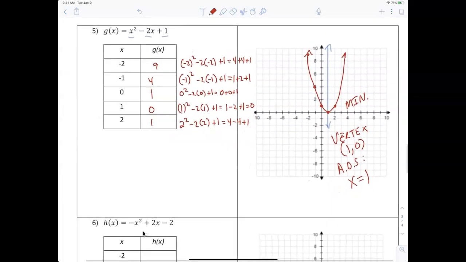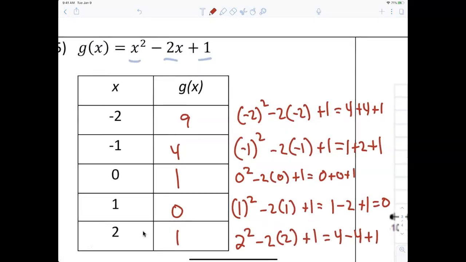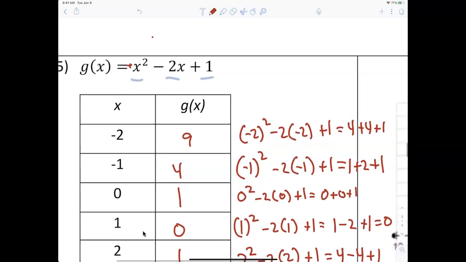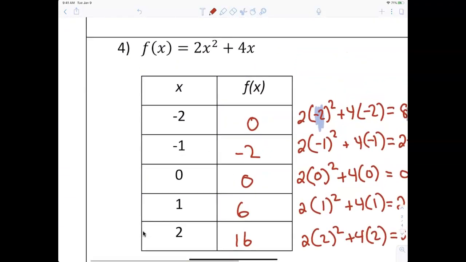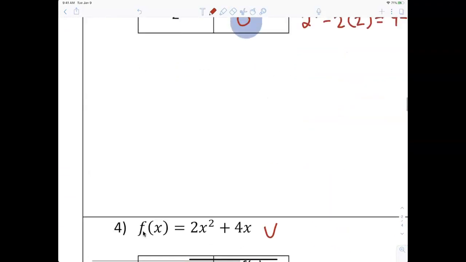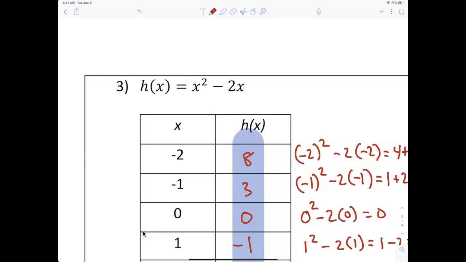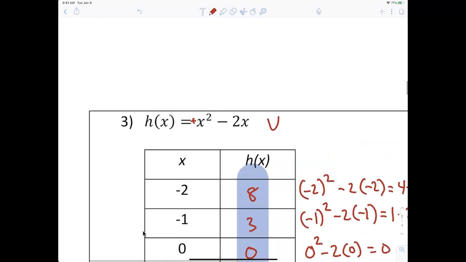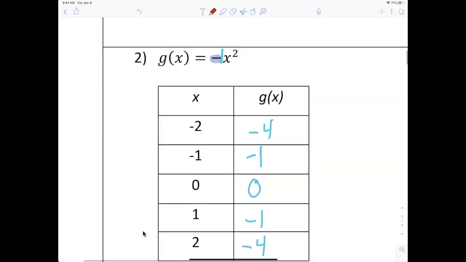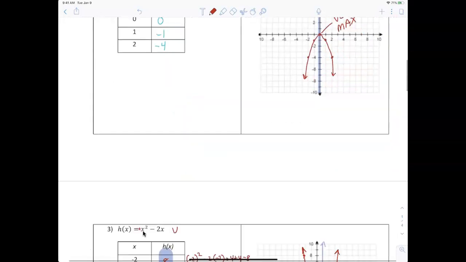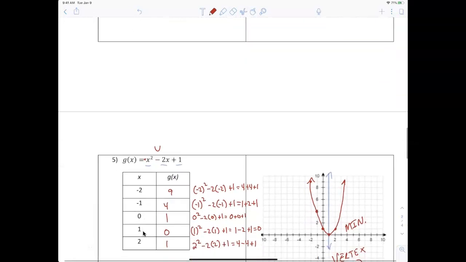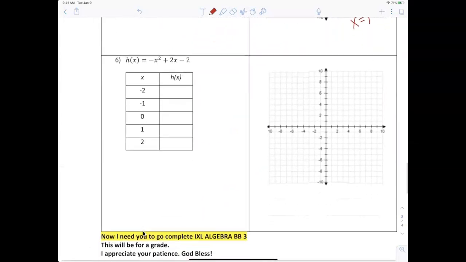All right, by the way, I just want to say, just for your own information, because this is positive, I know the graph is going to open up. Anytime the leading coefficient is positive, it opens up. Anytime the leading coefficient is negative, it's going to open down. So those are just helpful things that help you to determine whether or not you're graphing correctly. All right, so let's take a look at number 6 now.